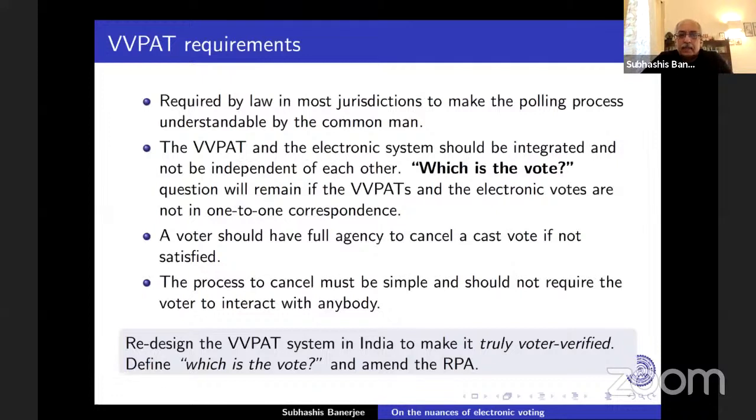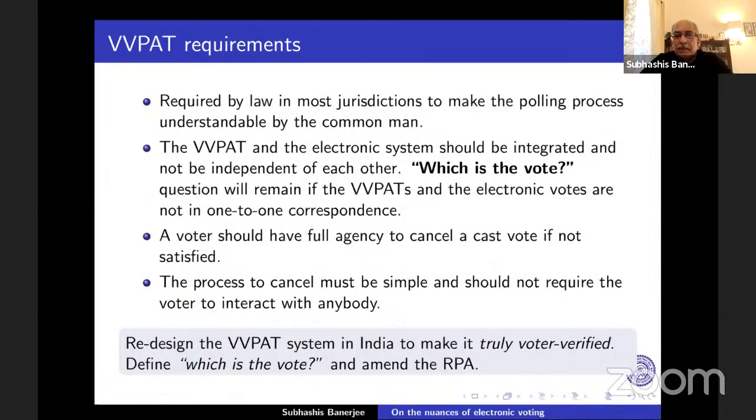So VVPAT, what are the requirements? They are required in law in most jurisdictions to make the polling process understandable to the common man. In India, they were brought into law because of a public interest litigation filed by Subramanian Swamy, which was accepted by the Supreme Court, and the Supreme Court directed the Election Commission of India to conduct all future elections with VVPATs. So it's a law in India. It has got into the Representation of the People's Act, but in a slightly vague way, and I'll say why.